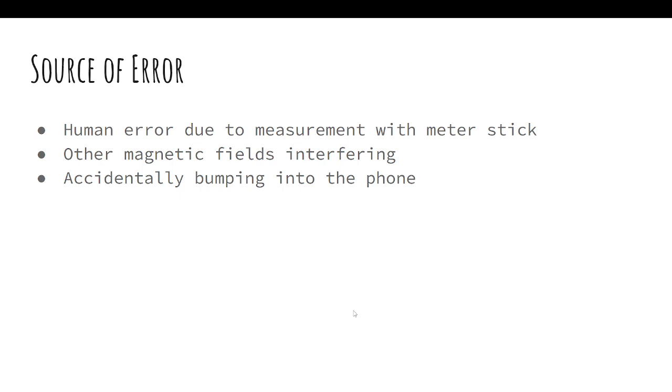And for my sources of error, I said that there is human error due to measurement with a meter stick, other magnetic fields may be interfering, and then I may have accidentally bumped the phone around while I was recording my data.